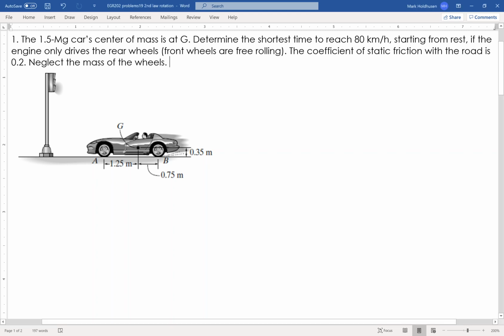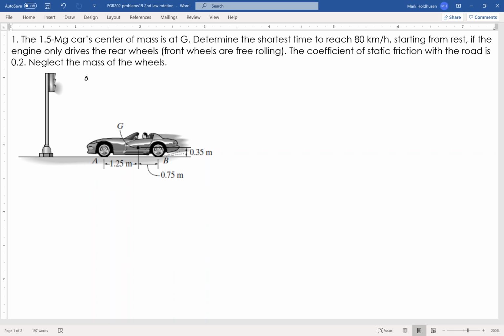Okay, so we've got a car, mass at the center there. I want to find the shortest time to reach 80 kilometers per hour, starting from rest, if it drives from the rear wheels, knowing the coefficient of static friction. So maybe the first thing I do is get everything in meters per second rather than kilometers per hour. So I think I'll start with that.